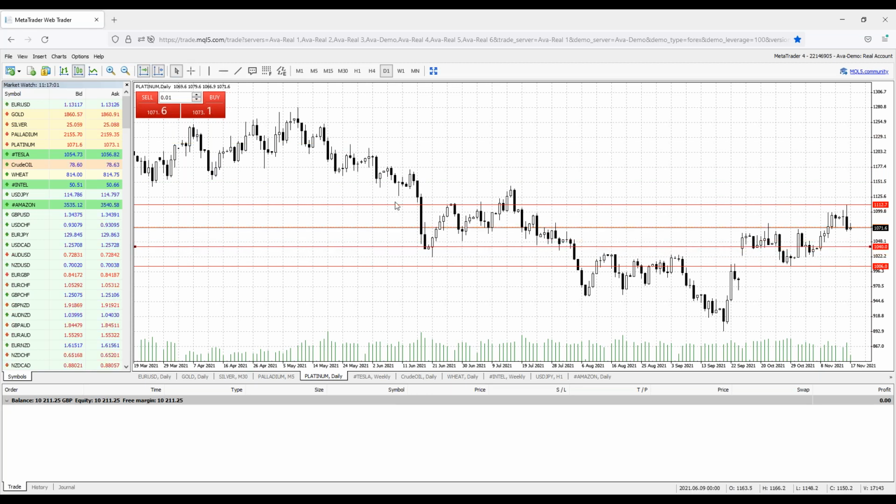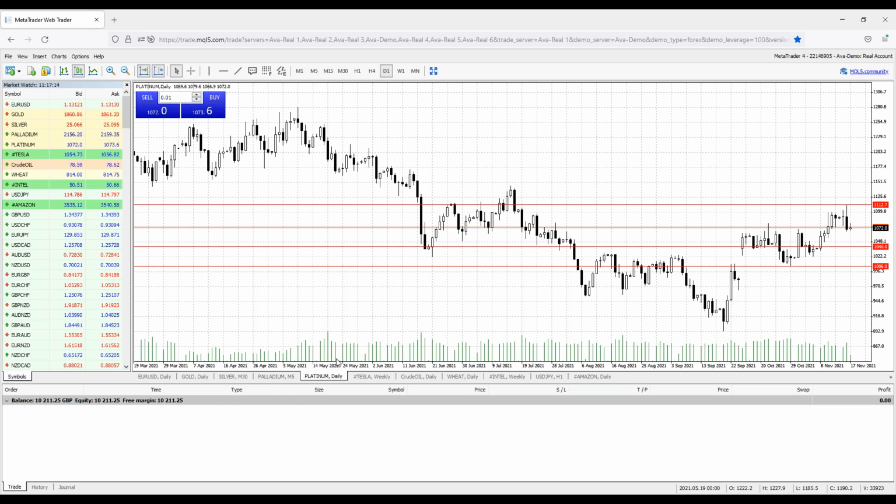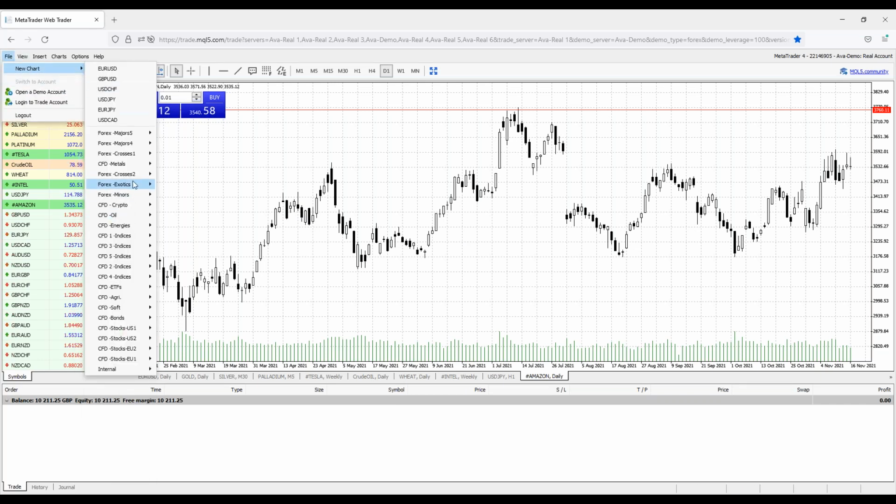There is nothing complicated in what I'm going to explain to you at the moment. I'm just going to go through the functions and then we're going to talk about the numbers and how to do things. This is a new chart. If I want to bring up platinum, I can click here on File, New Chart, then go to CFD Metals and it's going to be here, platinum.